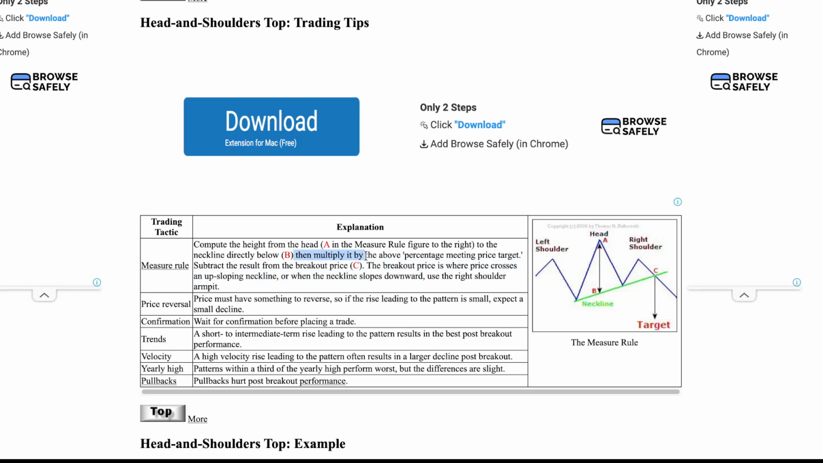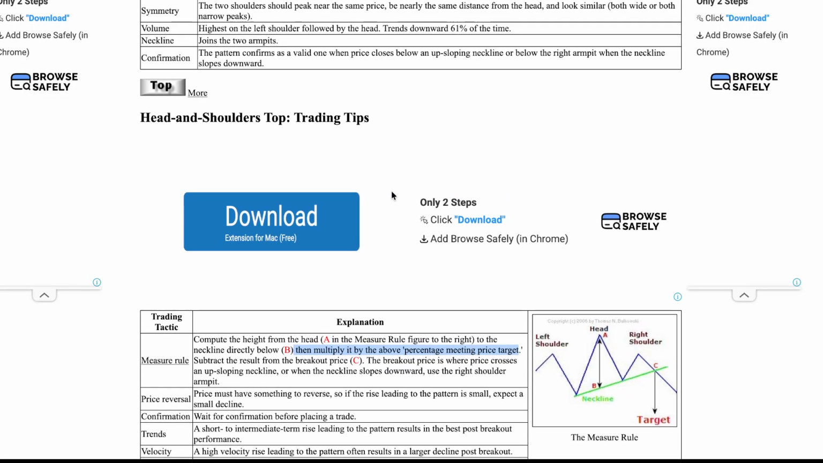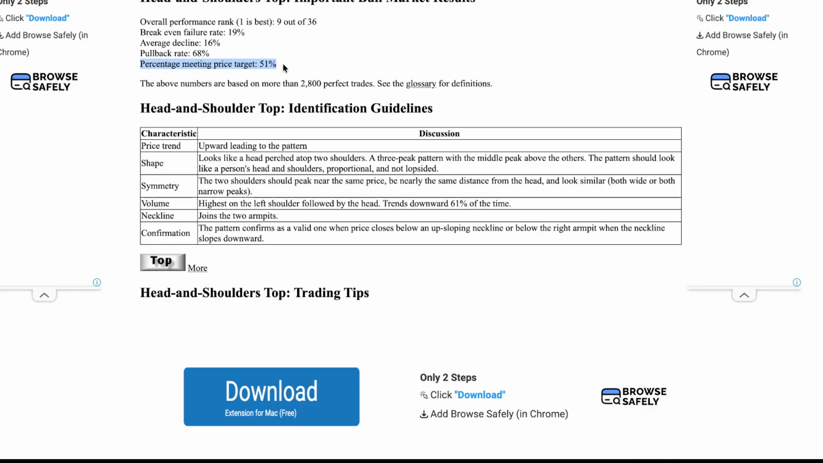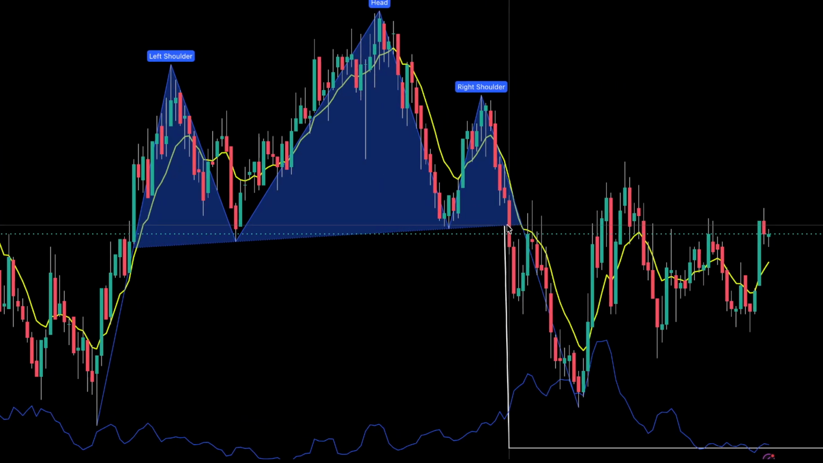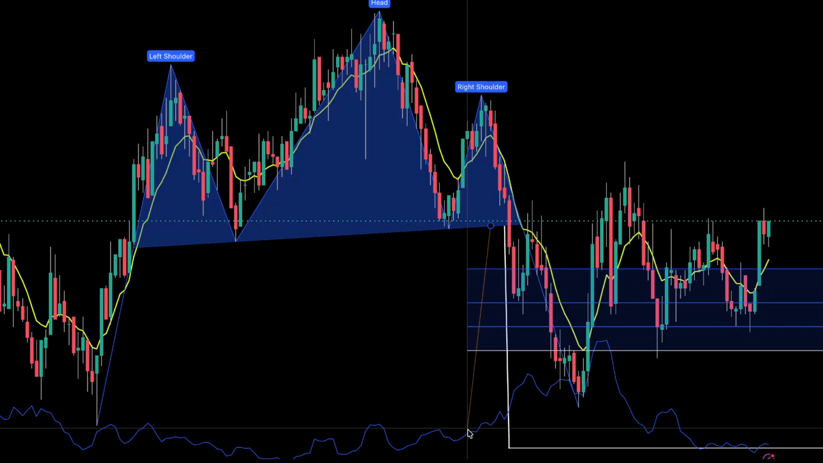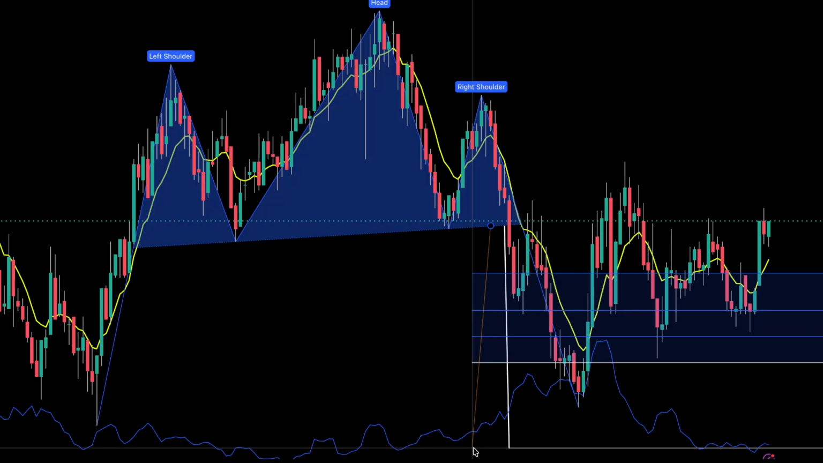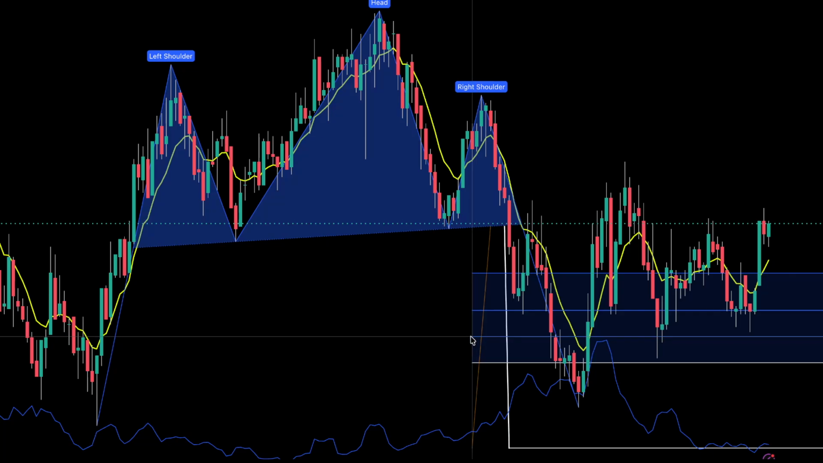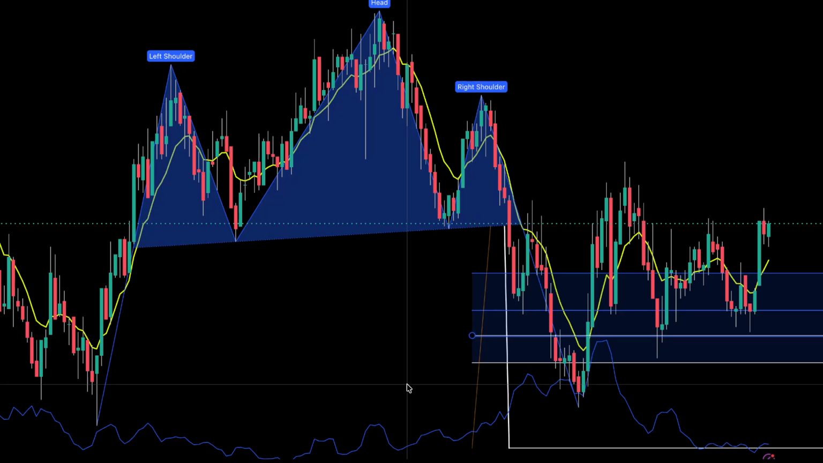Multiply the target by the percentage meeting price target, right? So that was this right here, 51% of the time. So that means if this is your measurement, then really what you're looking at is 50% of that is your real target. So if I draw a line, this is just one of my tools. Where's that 51% line? Or you just go with 50. 51 is just a hair above that. That is your real target.